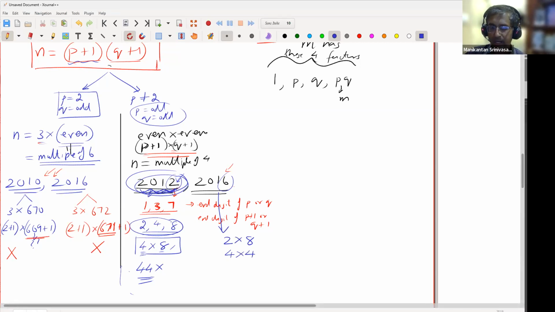Yeah, 2 and 8 or 4 and 4. This ends in 6. I'm talking about P plus 1 and Q plus 1, right? P plus 1 and Q plus 1 could end in 2 and 8 or 4 and 4 respectively. And they are different numbers. So one could be 13 and 23, for example, so a product of 14 and 24 in such a case.